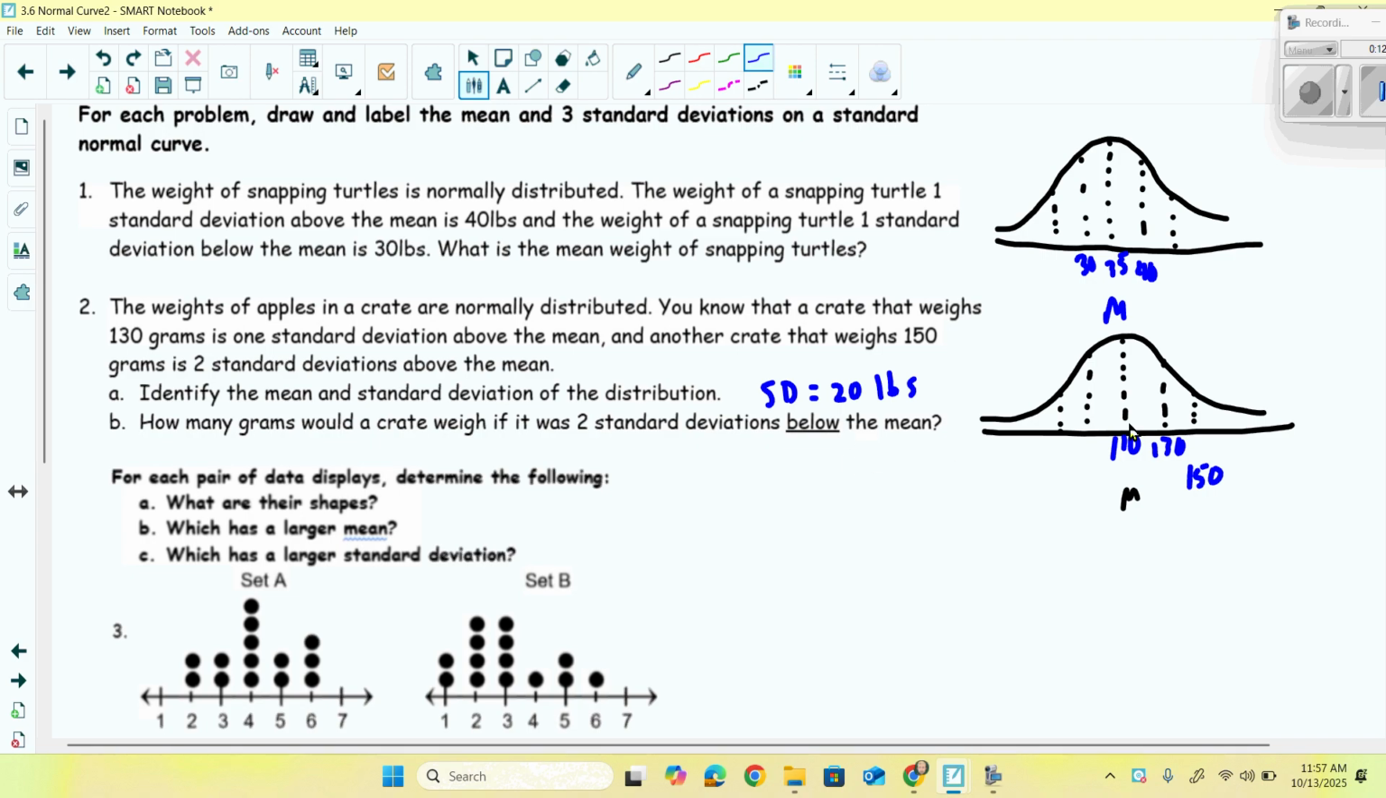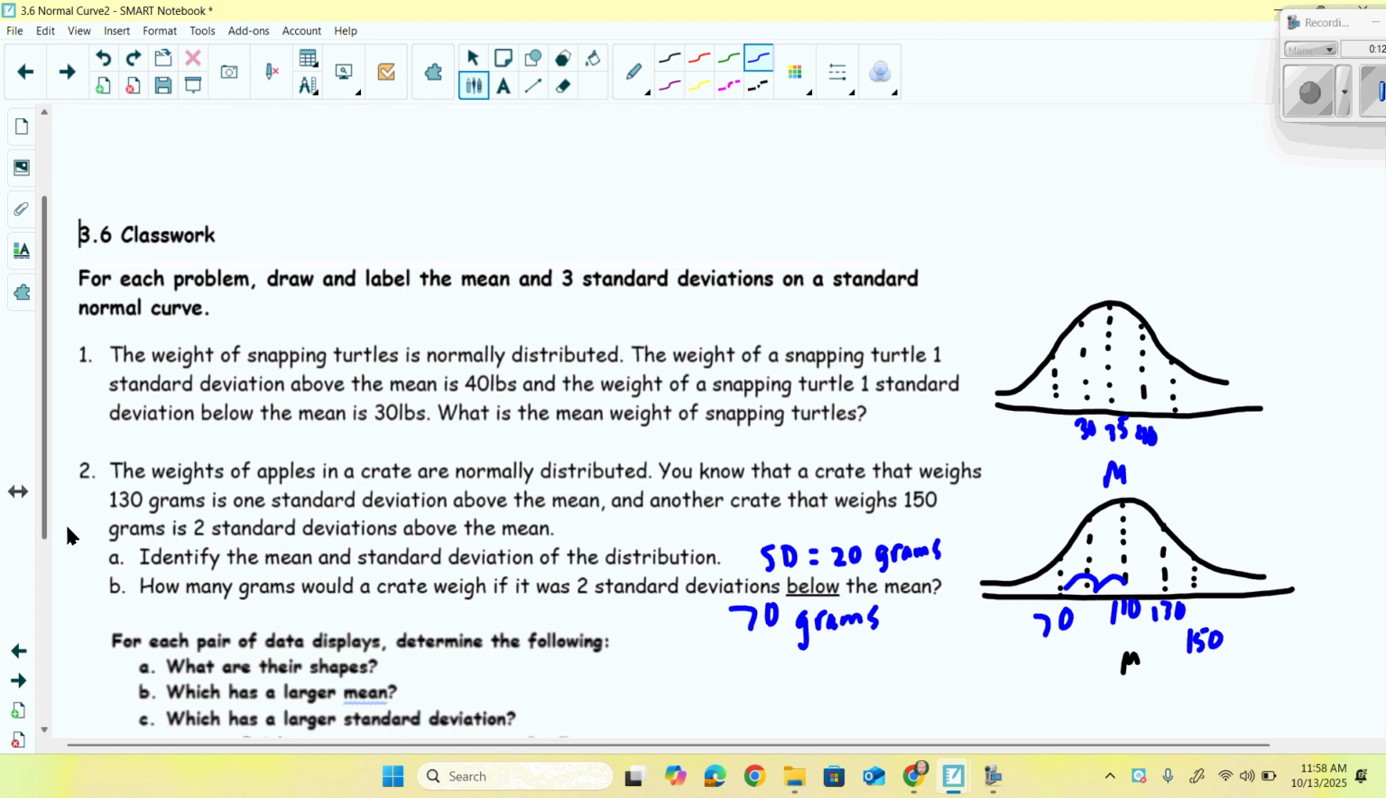So we're going to go 2 standard deviations below, 1, 2. If each standard deviation is 20, looks like grams. I should read my word problem better. If I go 2 standard deviations, that's a total of 40 less than 110. That puts this at 70 grams.